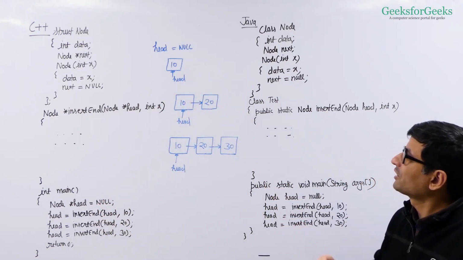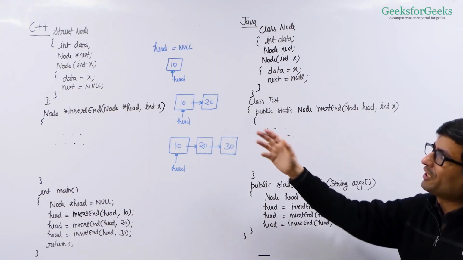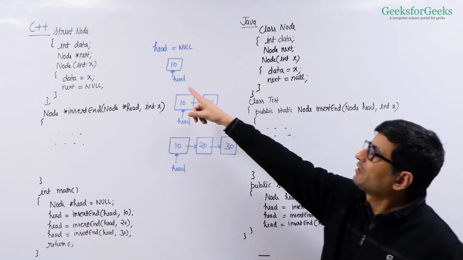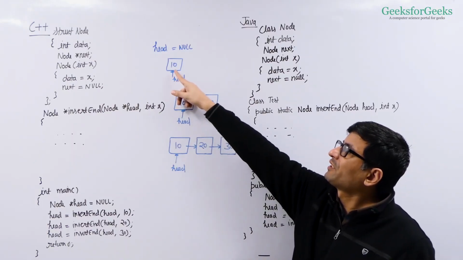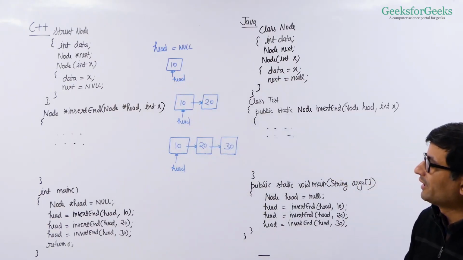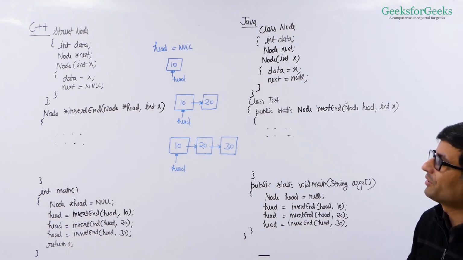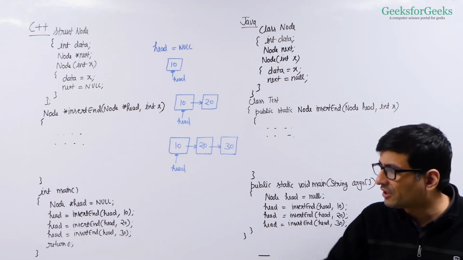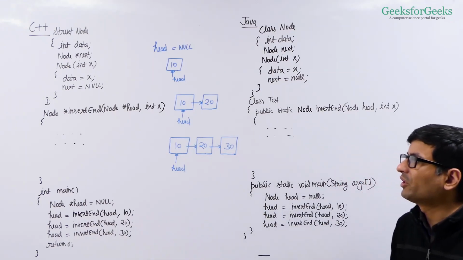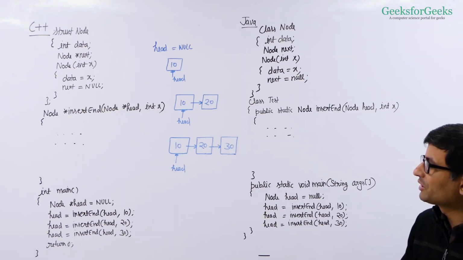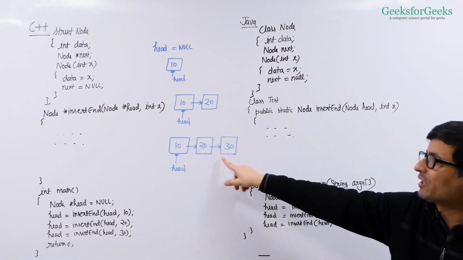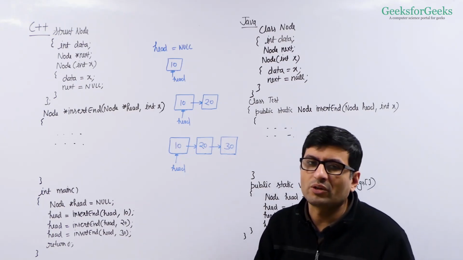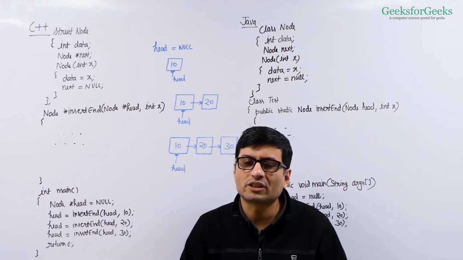When we call insert end the first time, it's going to create a new node 10 and it's going to change the head. It's going to return the head as pointer to this node in C++ and reference to this node in Java. Then when we call insert end 20, it's going to insert 20 after the head. It's going to return the same head. Then when we call insert end 30, it's going to insert 30 at the end and it's going to return the same head this time also. Now please pause this video and try to complete implementation of the insert end function.